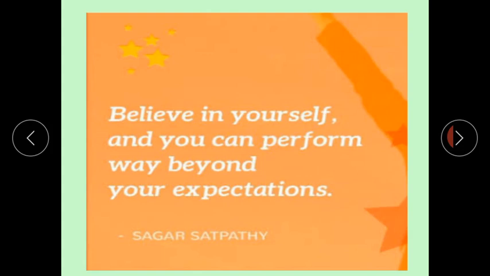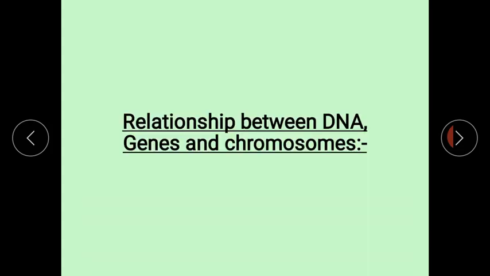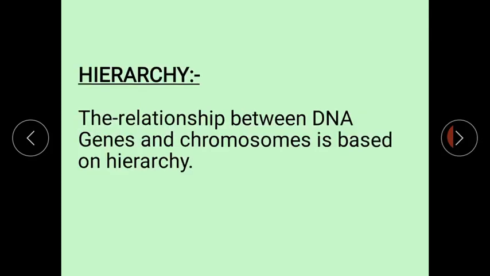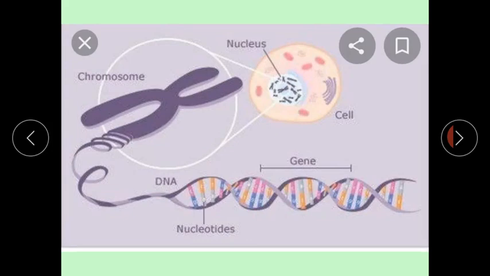Now, we will move towards our topic, that is the relationship between DNA, genes and chromosomes. The relationship between DNA, genes and chromosomes is based on hierarchy. What is hierarchy? When something is ranked according to status. Look at this picture. In this picture, chromosome, DNA and gene are arranged according to their hierarchy.